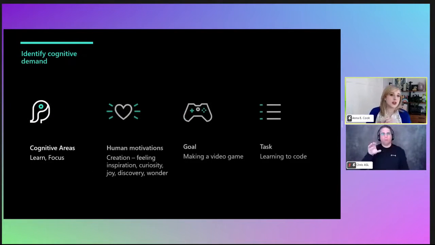Now, this example connects between step 1 and step 2, between identifying motivation and identifying cognitive demands. We need to learn how to code and focus on the process of doing so to practice meeting our goal of making a video game. So we can identify that the cognitive demands linked to this specific motivation relate to our ability to learn and focus.